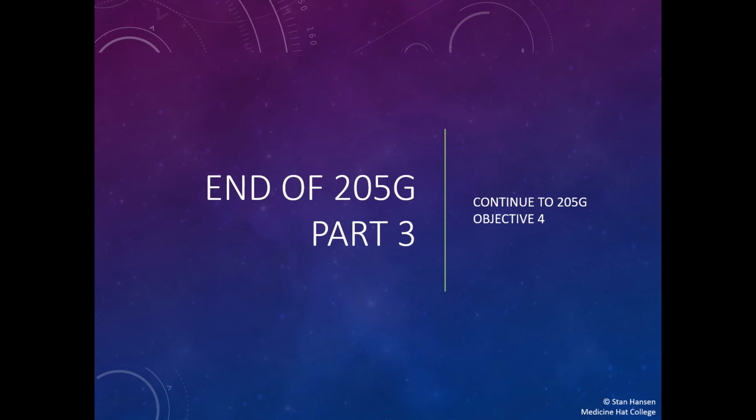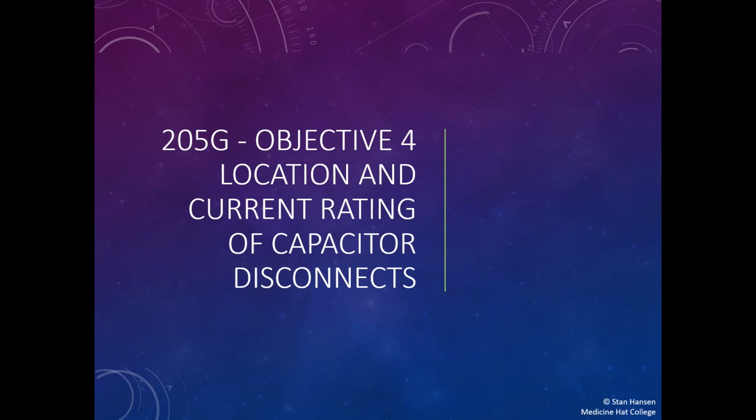Up next, we will be talking about capacitor disconnects in Rule 26.212. In Objective 4, we're going to be looking at where to locate and what kind of ratings we require for capacitor disconnects. And we sort of talked about this a little bit earlier when we were talking about conductors, but we're going to cover this information again.